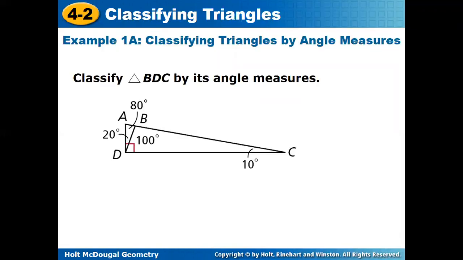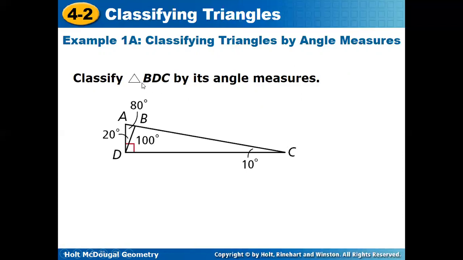Now, let's see the first example. Classify the triangle BDC by its angle measures. Who can tell me how many triangles are in this figure? Yes, we have three triangles in one figure. The first triangle ABD, the small triangle, the second triangle BDC, and the third triangle ADC. So please read the question well.